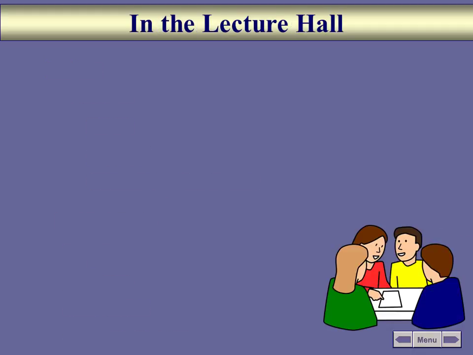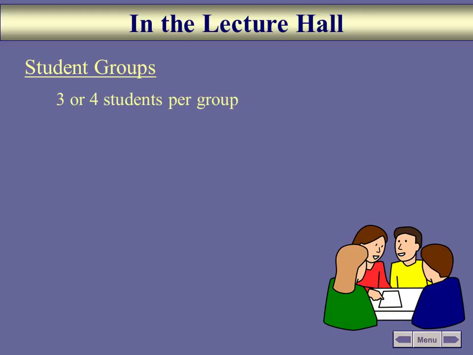So what occurs in the lecture hall? In the lecture hall, we break students into small groups, usually 3 or 4 students per group. 2 students and have 1 absent means you've got a student working by themselves. More than 4 students creates a situation with some of these people who will then be reluctant to speak up because the group is too big. So 3 or 4 students seems to work perfectly per group.